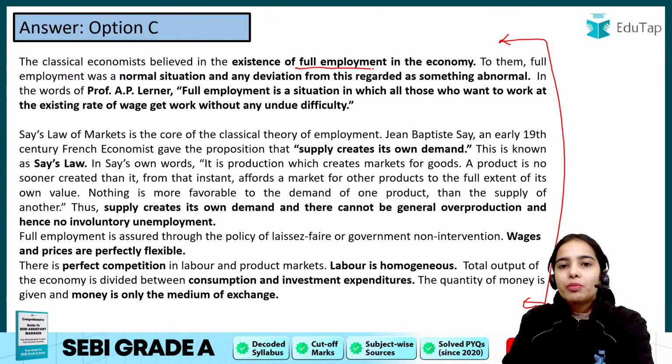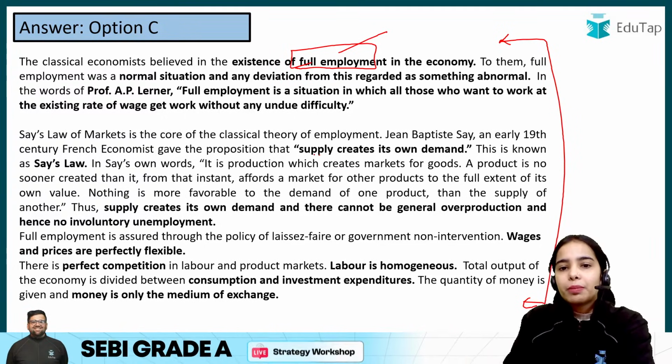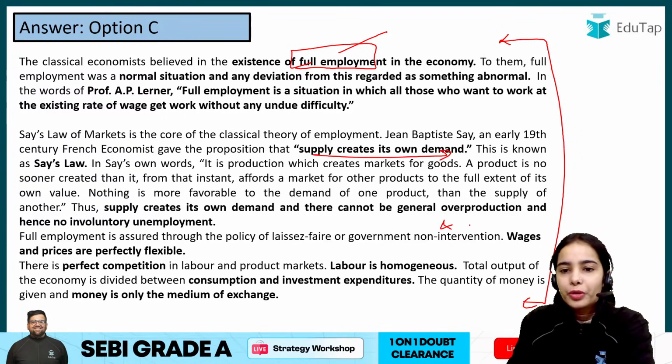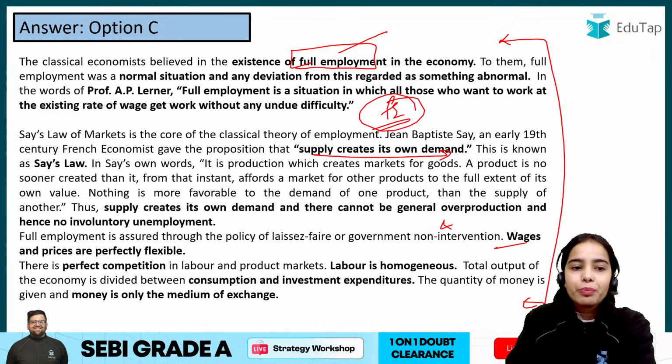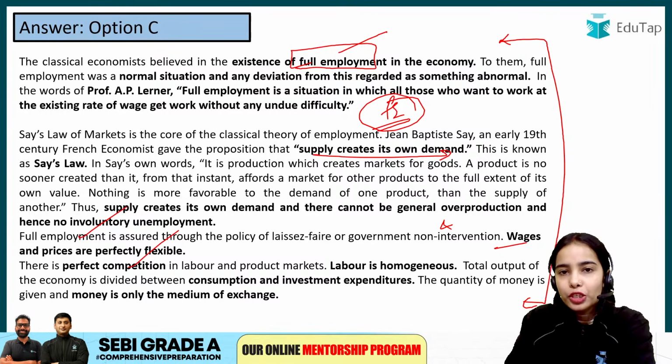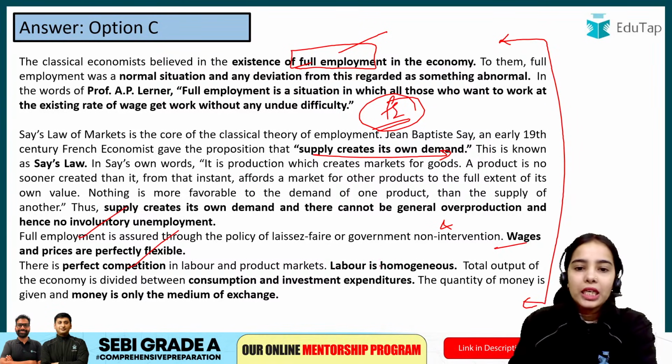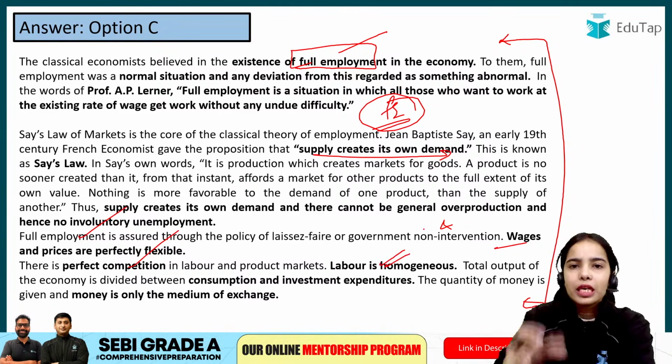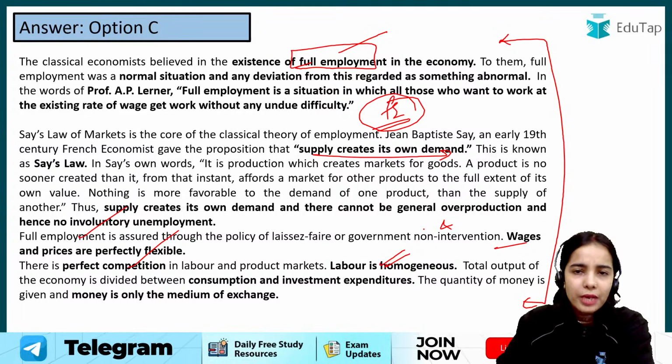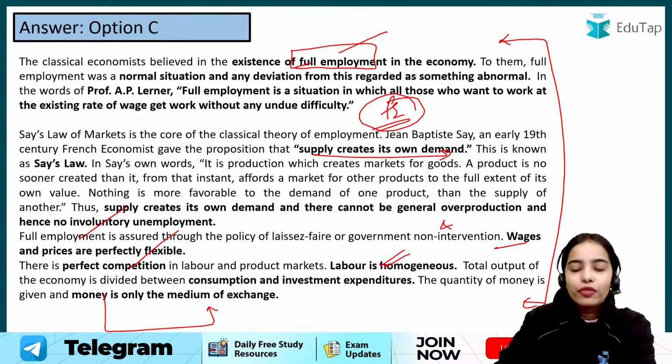The classical economists believed in full employment. Supply creates its own demand. There is no overproduction that happens. The economy is having the full employment. Wages and prices are fully flexible. There is perfect competition in the labor and the product market. Labor is homogeneous. All the labor is same. They have same skills. They are putting same efforts and such. So this is the idea. And money is only used as a medium of exchange.